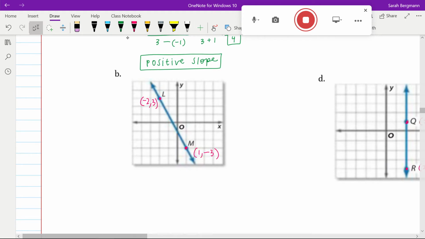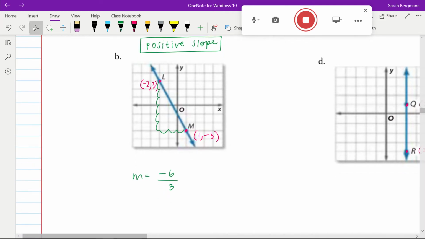Let's do another. We can do rise over run. This time we're moving down, so we're moving down 6 units. So that would be a negative. And we go over 3 units. Usually you want to start at the point to the left and move left to right. This slope, negative 6 over 3, can be reduced to negative 2.